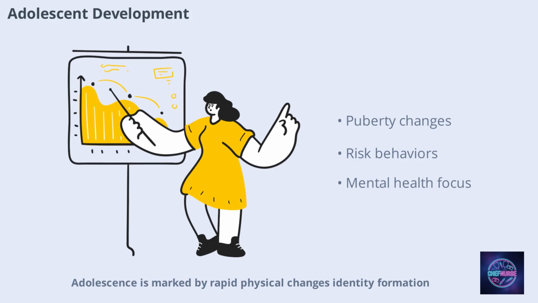Adolescence is marked by rapid physical changes, identity formation, and increased independence. Puberty brings hormonal changes and growth spurts. The NCLEX may test your understanding of risk behaviors, such as substance use, sexual activity, and mental health concerns like depression or anxiety. Providing education on healthy choices and supporting emotional well-being are key nursing roles. Recognizing warning signs and providing appropriate referrals are also important.